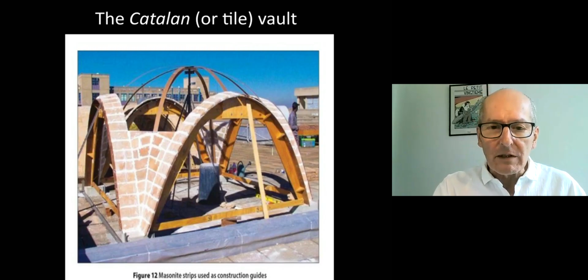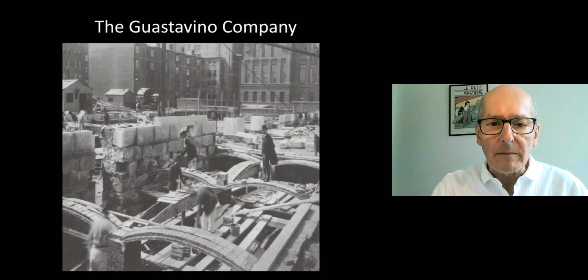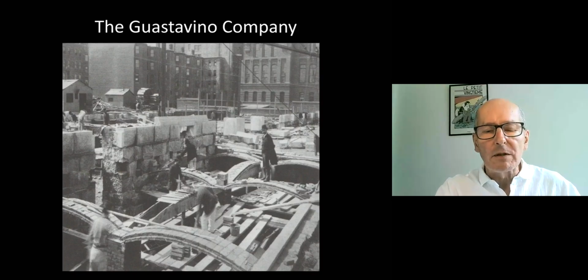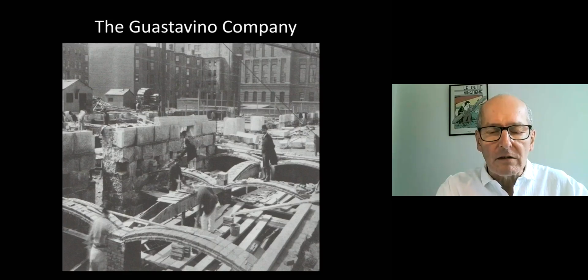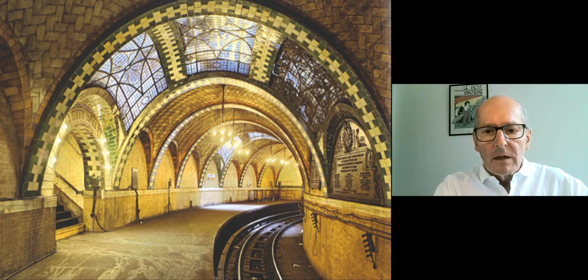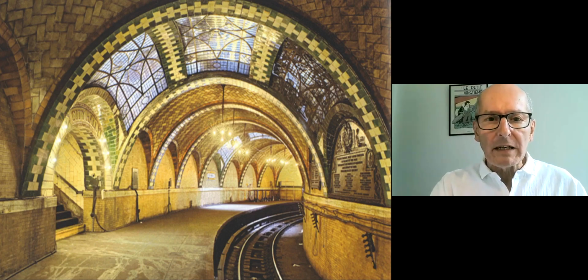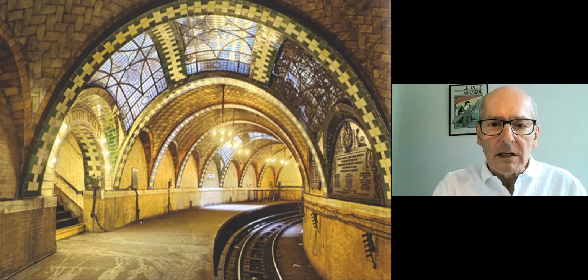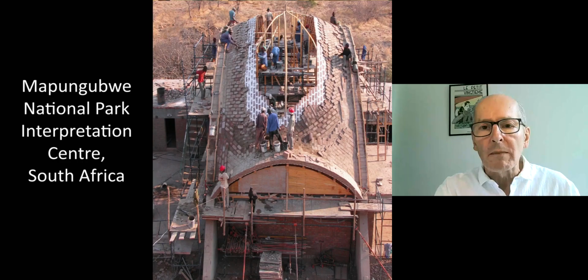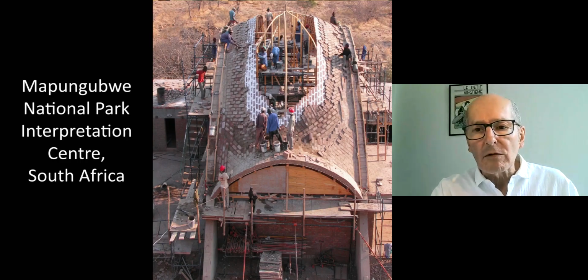The reason we find that these are becoming of interest again, this is an early image, the Guastavino company, the Italian firm that went to build over in the US at the beginning of the last century. They did a lot of the subways in Manhattan, beautiful structures. But the reason we find them interesting, and this is a relatively new one, is that you're making a big vaulted roof, but without a huge amount of timber formwork.